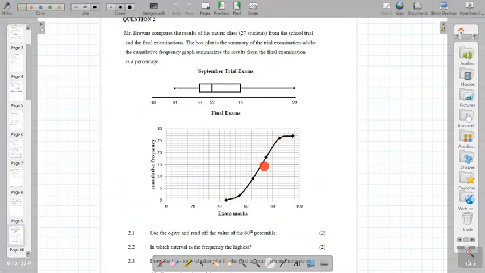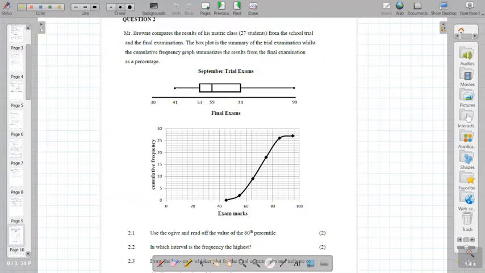So they want us to compare. You can see the lowest mark in September is 41, the highest is 99, and it's almost the same. You can see the lowest mark is like 40, 42, maybe 44, and then the highest is here. You can see it is 98.